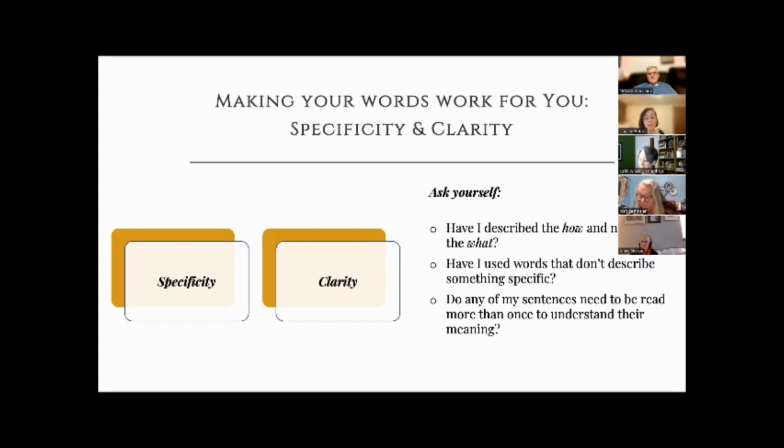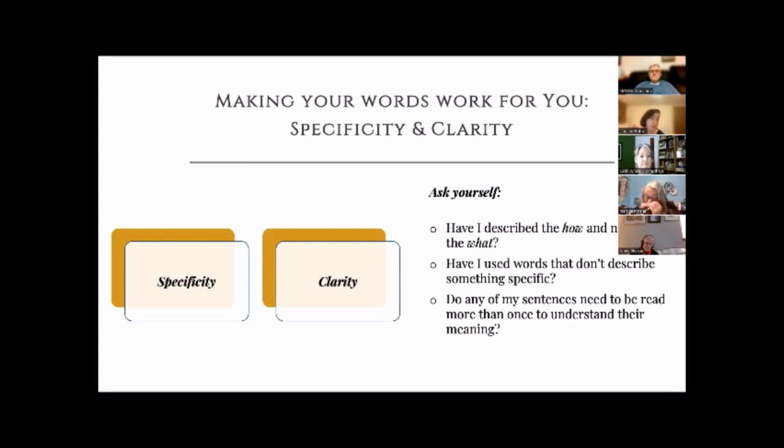So if you ever find that you have to reread any of your sentences, then you should probably be taking a red pen to those sentences, because clarity is the number one important thing for the reader. So again, the question you can ask yourself there is, do any of my sentences need to be read more than once to understand their meaning?